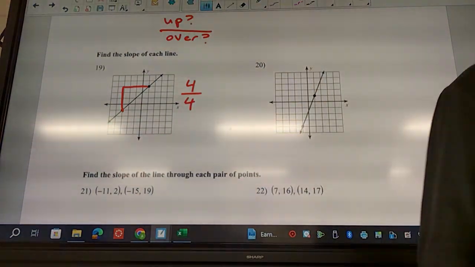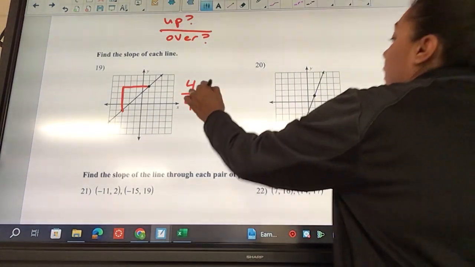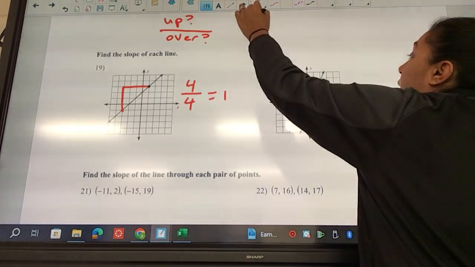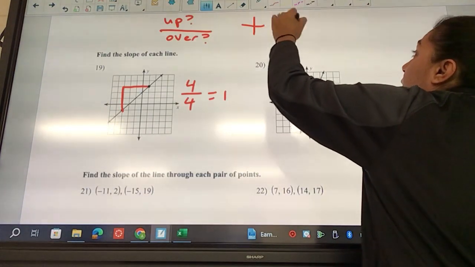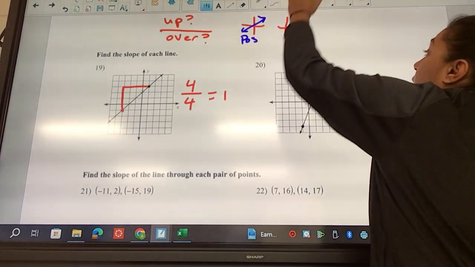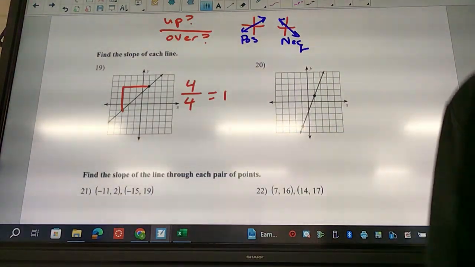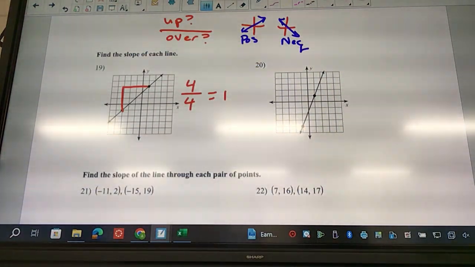And that fraction does reduce. What does it reduce to? What is 4 over 4? 1. Okay, so our slope is 1. And then the other part you're going to need, if we have a graph: this is a positive line. This is a negative line. If it's a negative line, you do need to put the negative with the slope.